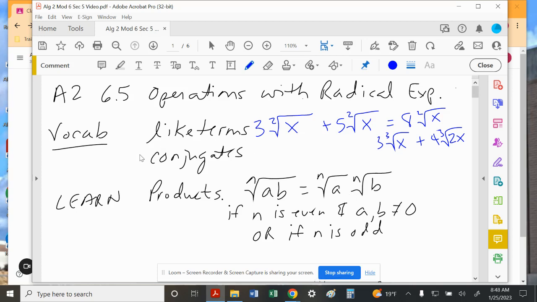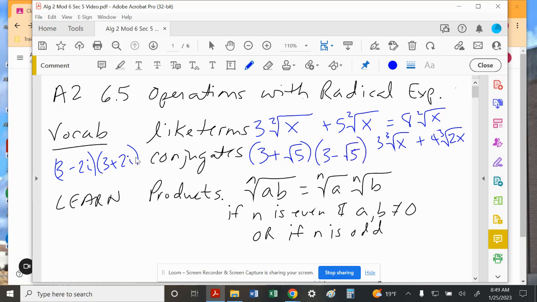And then conjugates, if you recall, we used to have 3 minus 2i, and a conjugate for 3 minus 2i would be 3 plus 2i. So we have conjugates that we can utilize to a lot of times eliminate that i term in this particular case. And then we do the same thing with these radicals. So if I have 3 plus the square root of 5, its conjugate would be 3 minus the square root of 5.